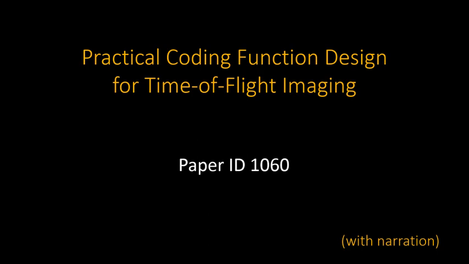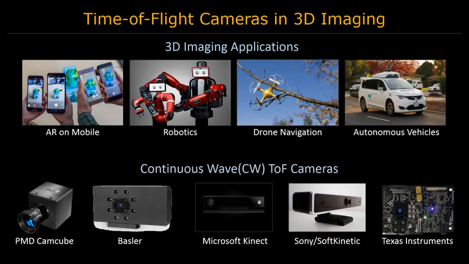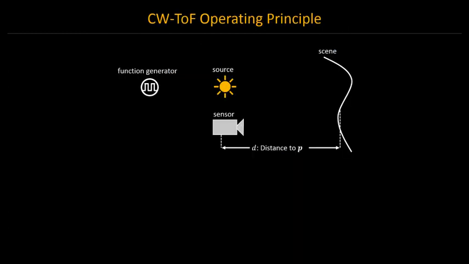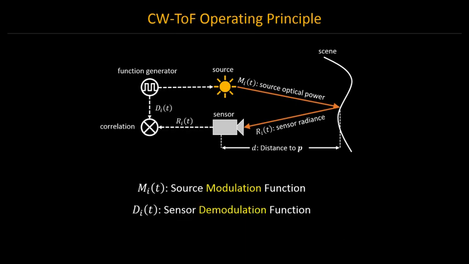Time-of-flight imaging systems are being used in many depth sensing applications. Continuous wave time-of-flight systems are particularly attractive due to their low power and low cost requirements. Continuous wave time-of-flight cameras work by periodically modulating the intensity of a light source according to the source modulation function. The radiance incident on the sensor is correlated with the sensor demodulation function.